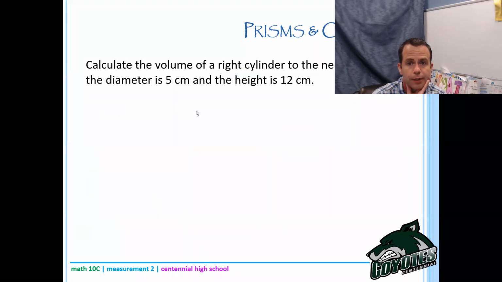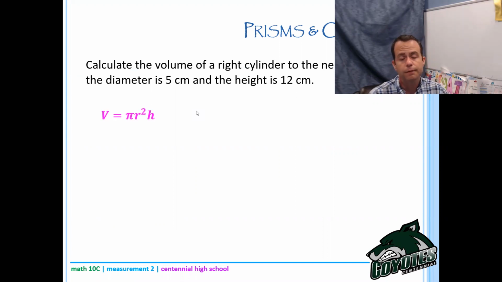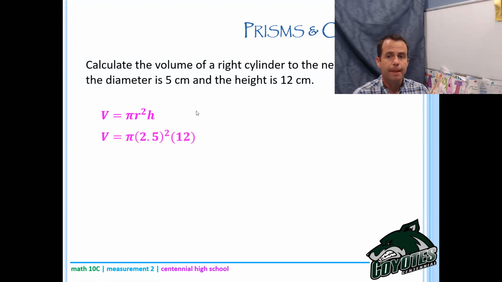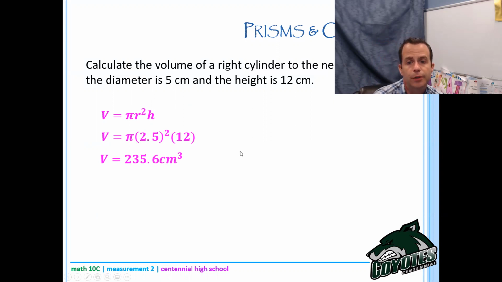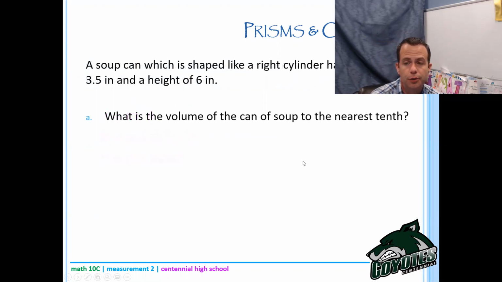All right, so let's put those into practice. Calculate the volume of a right cylinder to the nearest tenth if the diameter is 5 centimeters and the height is 12 centimeters. So you find the formula that you need. We're talking about a cylinder and we're talking about a volume. So I need to find the formula that says volume of a cylinder. Volume of a cylinder is pi r squared h. You were given the diameter, so that means the radius would be 2.5. Radius is always half of the diameter. So you have 2.5 squared and you have a height of 12. And you plug all that into your calculator and get 235.6 centimeters cubed. Okay, again, just watch your units there.